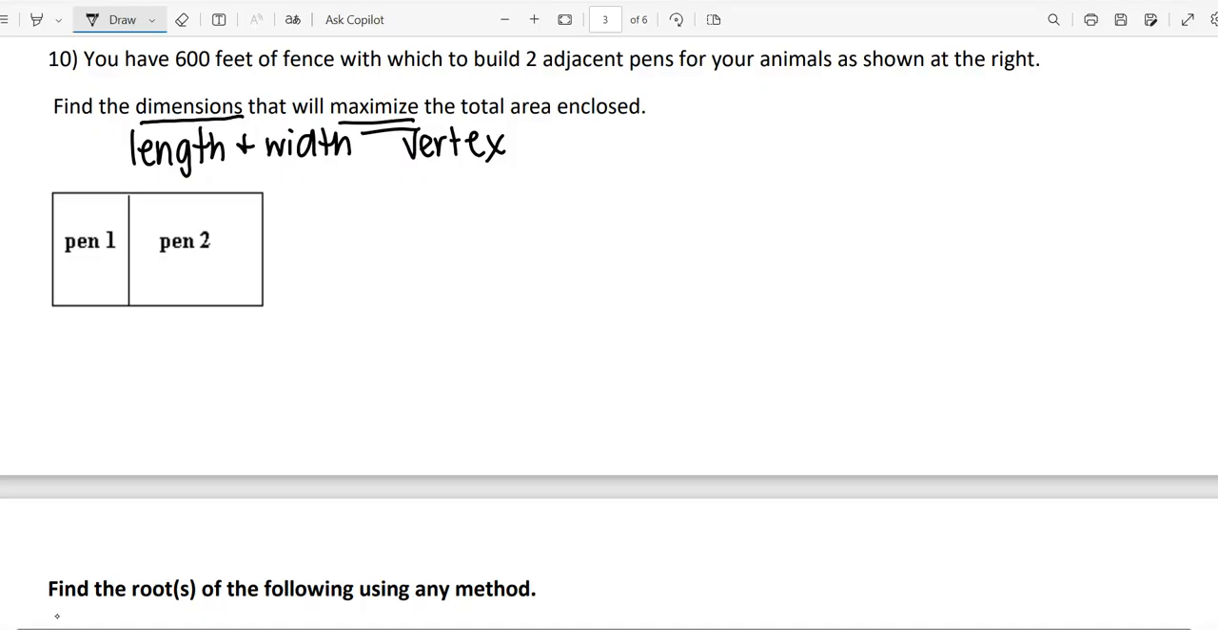Okay. It equals 600. L plus W equals 600. Is it just L plus W? So your pen is L and W? It's 2L and 3W. Where are you getting that? Because there's 3 widths and 2 lengths. Yep. So you have 2 L's and 3 W's. Okay. What else?